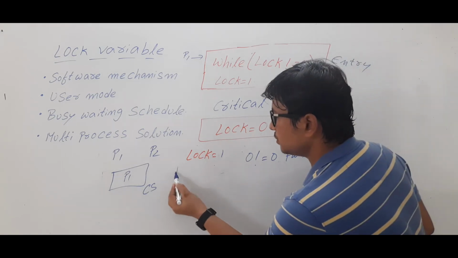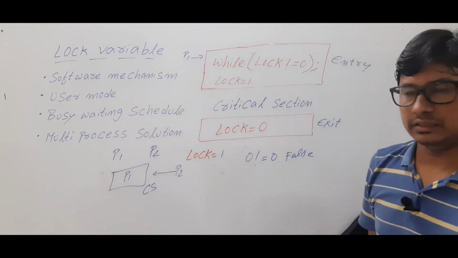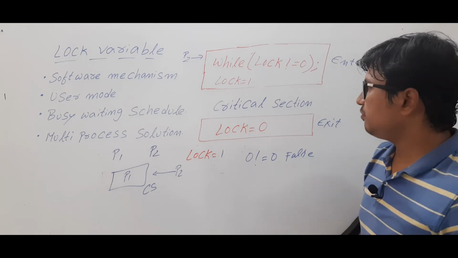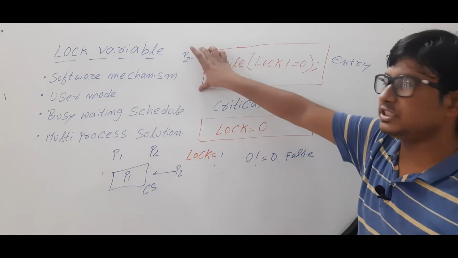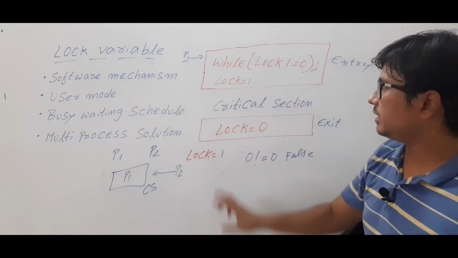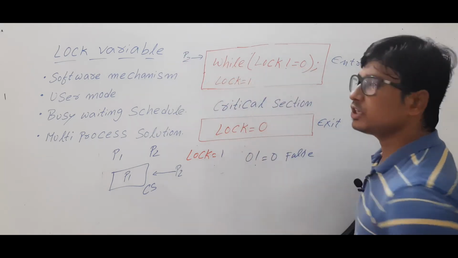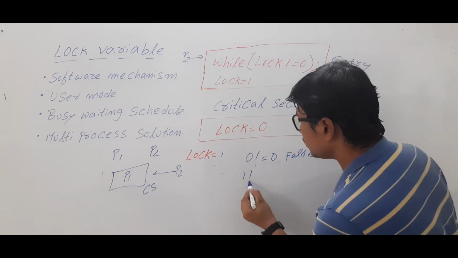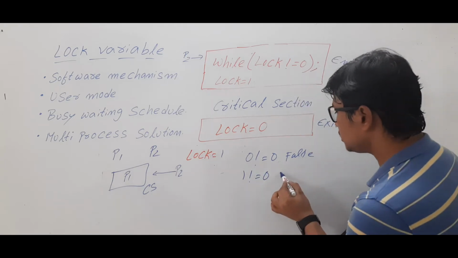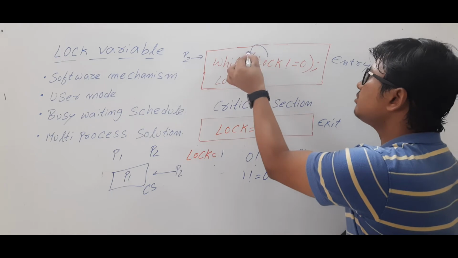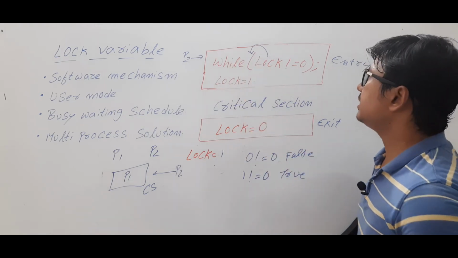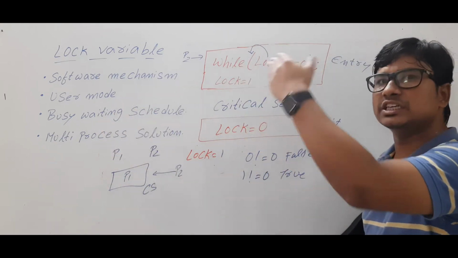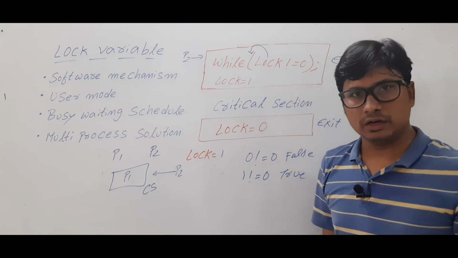Now process P2 wants to enter the critical section. Again, process P2 has to execute the entry section, because if any process wants to enter the critical section, it first has to execute the entry section. Now look here. While lock not equal to 0, what is the lock value now? The lock value is 1. So 1 not equal to 0, yes, this condition is true. If this condition is true, it will again verify this condition, so it is in an infinite loop. So it is busy waiting. That's why it is called busy waiting. It keeps on checking whether lock is not equal to 0 or not. Is it clear?